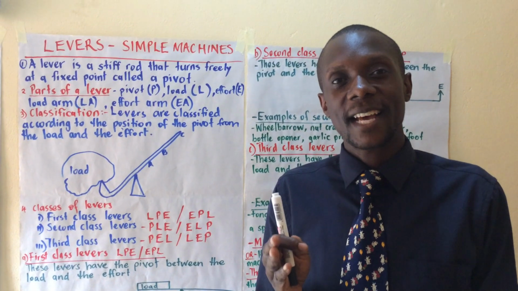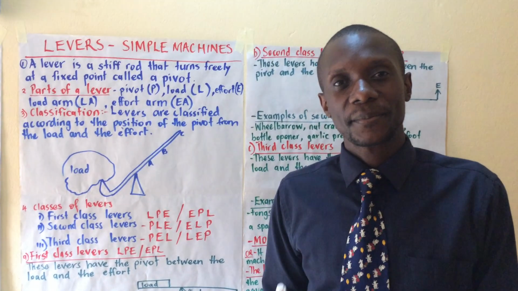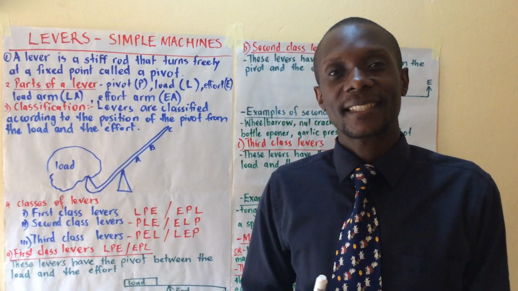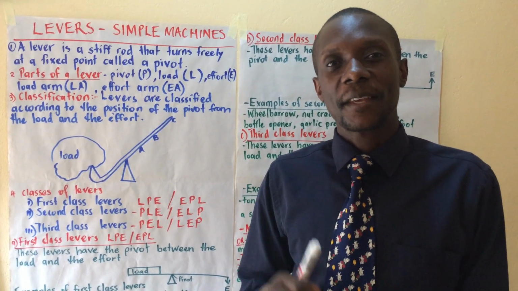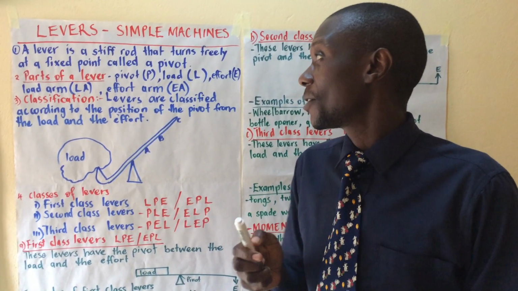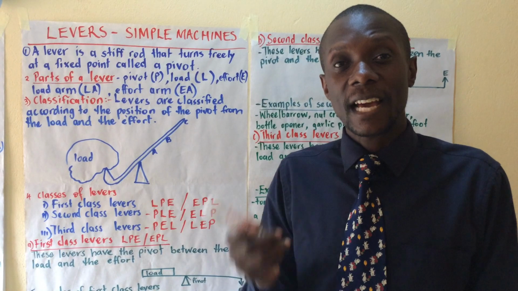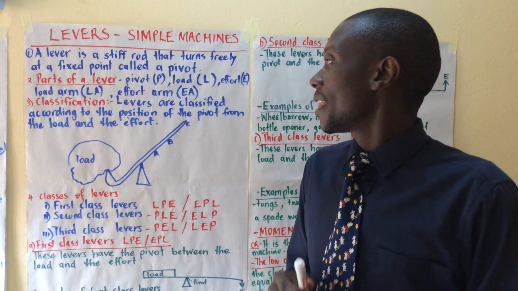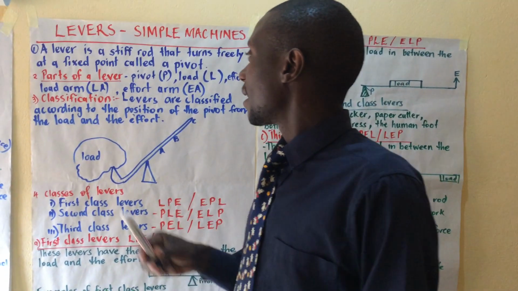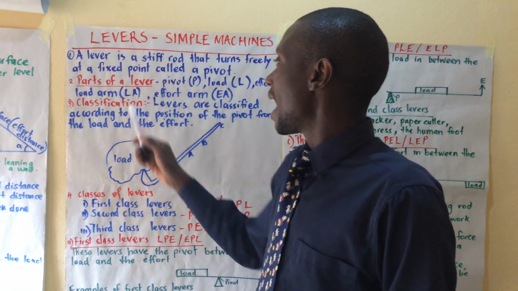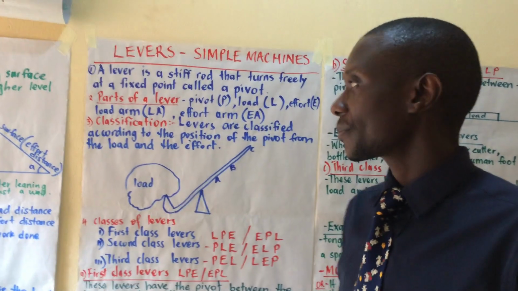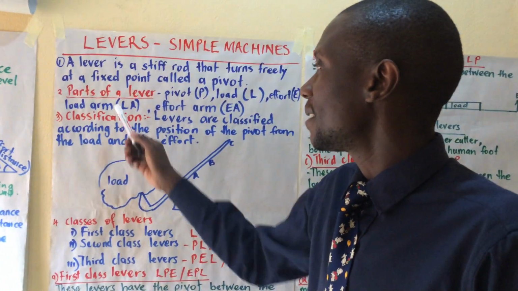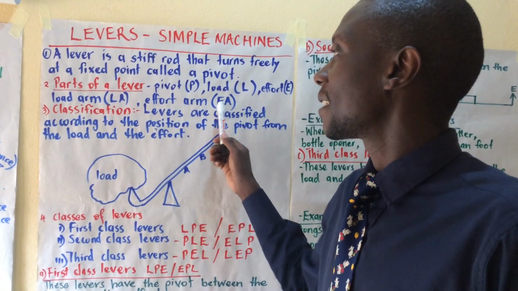The first 3, pivot, load, effort. We shall use letters P-L-E. I hope you will not forget that. P-L-E. Pivot, load, effort. So that's the reason why I would prefer to use pivot than fulcrum. Then the other 2 terms are load arm and effort arm. Some people call it load distance and effort distance.